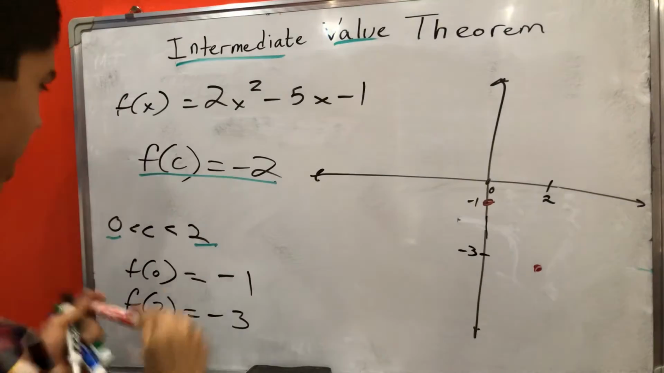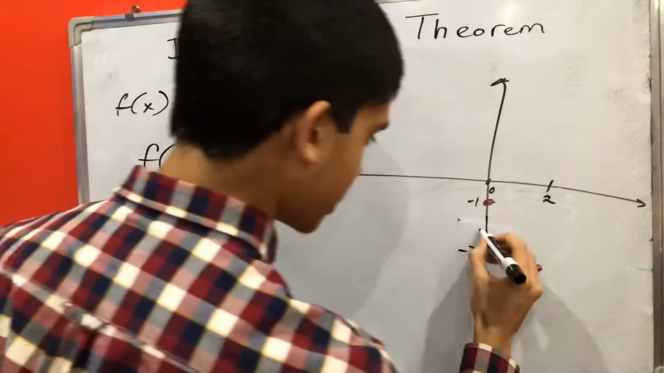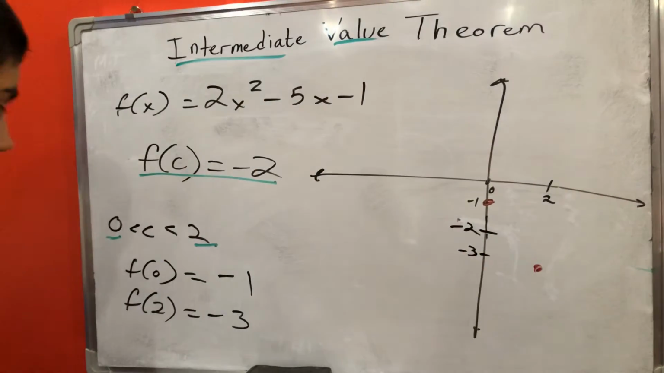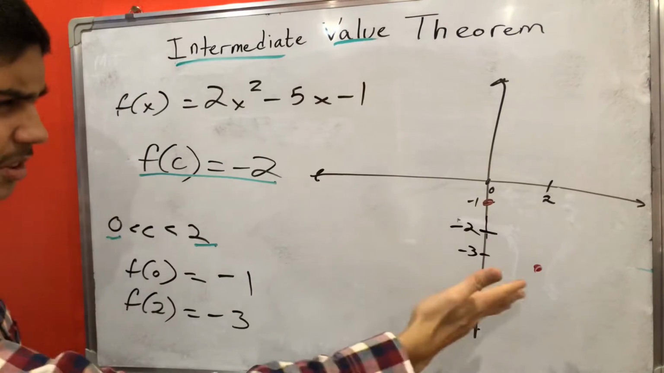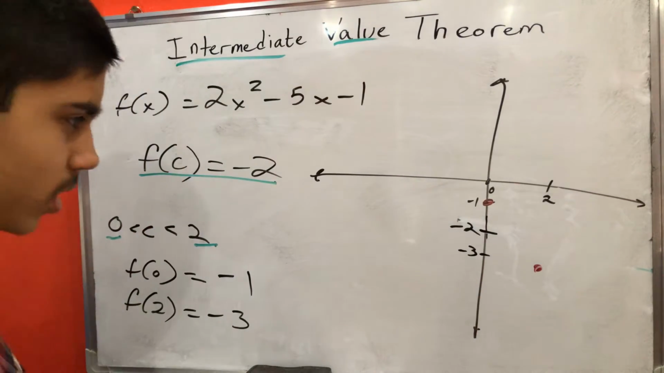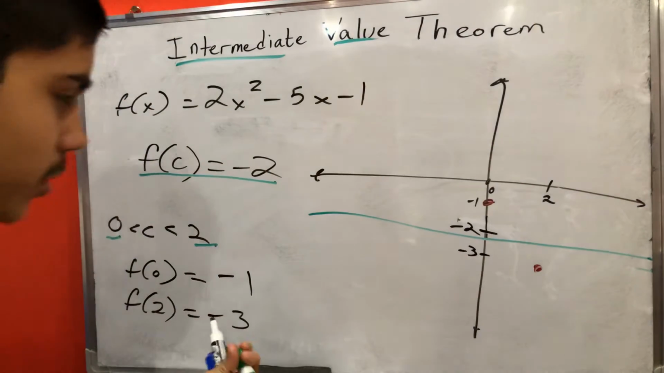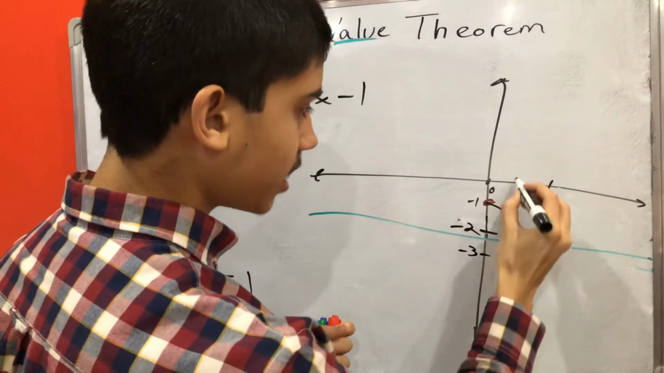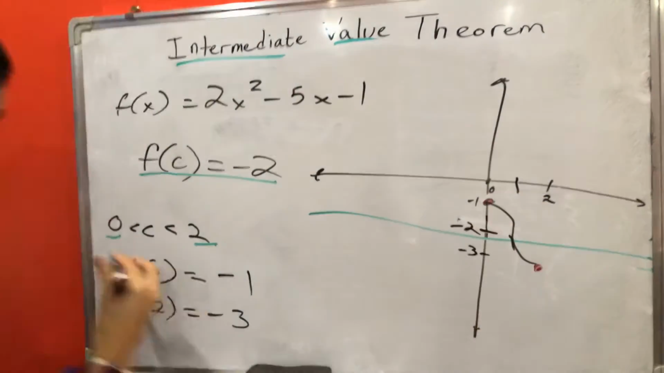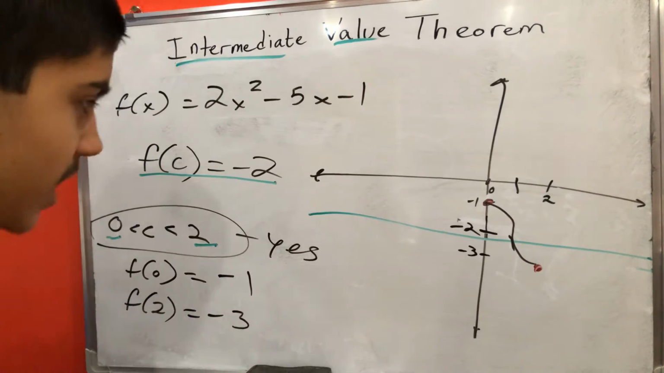And the question asks, f of c is negative 2. So does c have to be between 0 and 2? The answer is of course, because let's say we drew a line for negative 2. If this function is continuous, it has to pass that line. And when it passes that line, we've assigned a value between 0 and 2, which means yes, by the intermediate value theorem.